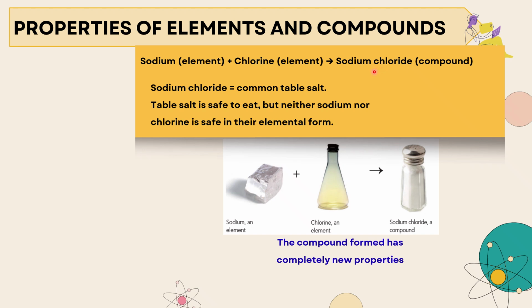And when we talk about the properties of sodium chloride, they're completely different because it is no more a gas, no more a solid shiny metal. It has converted into common table salt, and common table salt is safe to eat, but neither sodium nor chlorine is safe to eat in their elemental form. So this means when these elements combine and form a compound, they completely lose their original properties and get their new properties after the combination.